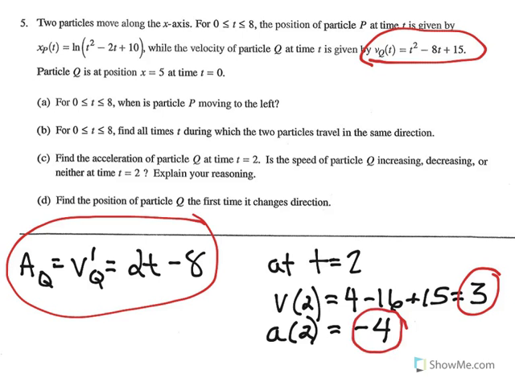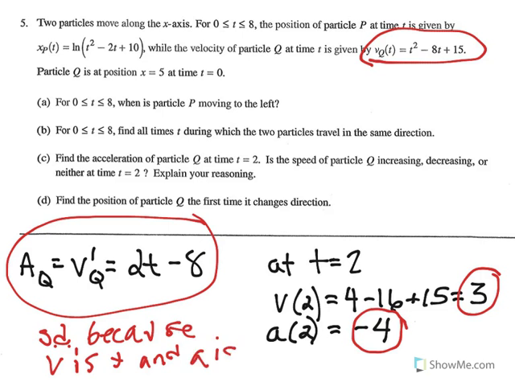Therefore, it wants to know if the speed is increasing, decreasing, or neither at time t equals 2. Well, what is the velocity at time 2? It's 3. And the acceleration is negative. So is this particle speeding up or slowing down? It is slowing down because V is positive and A is negative. And that's all you need for an explanation.